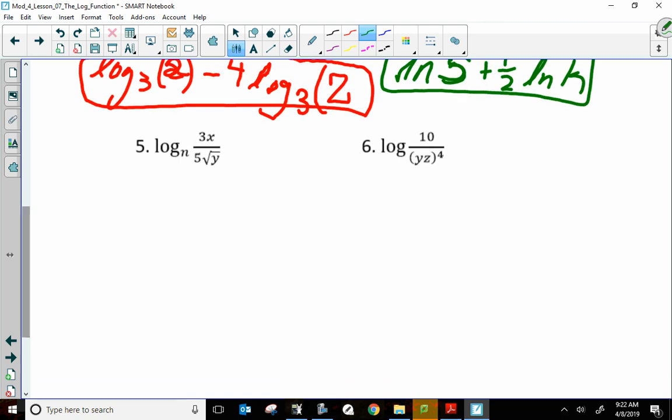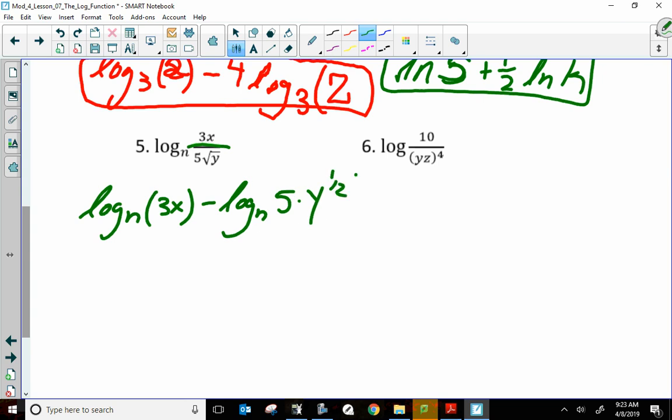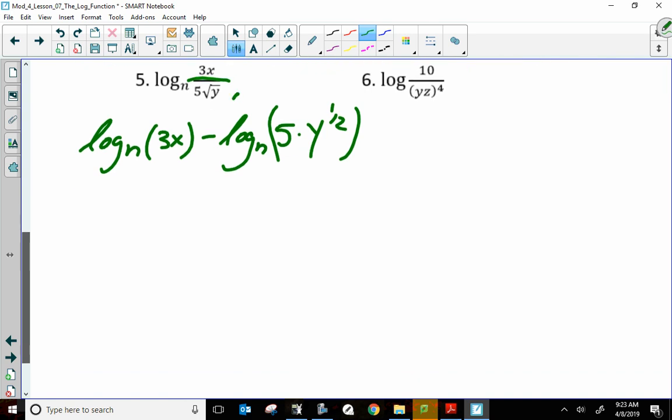The next two, okay, it's division. So it's top minus the bottom. So it's the log, not ln. I'm all disheveled because this board has got me going. It's the log base n of 3x minus log base n of 5 times y to the 1/2 because that's square root, right? So I see 2 multiplications. I need to spread them out into additions, but keep in mind, I'm subtracting this whole log thing, so that subtraction is going to have to apply to everything after it.